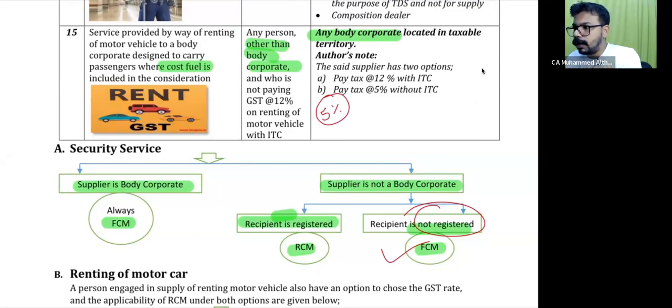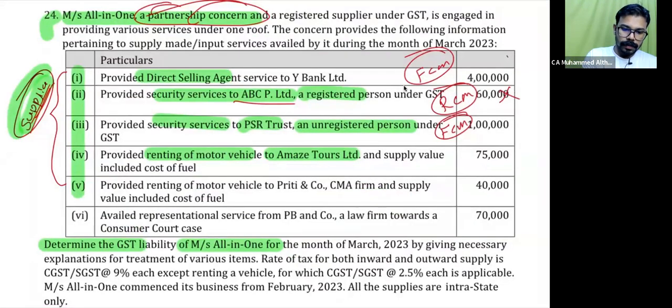So security services to a trust, why is it not RCM? It is not security lending, buddy. What is a security service? Security service in the sense of providing security employees. Fine. Because the recipient is not registered, it is actually FCM. Now, what was I saying?